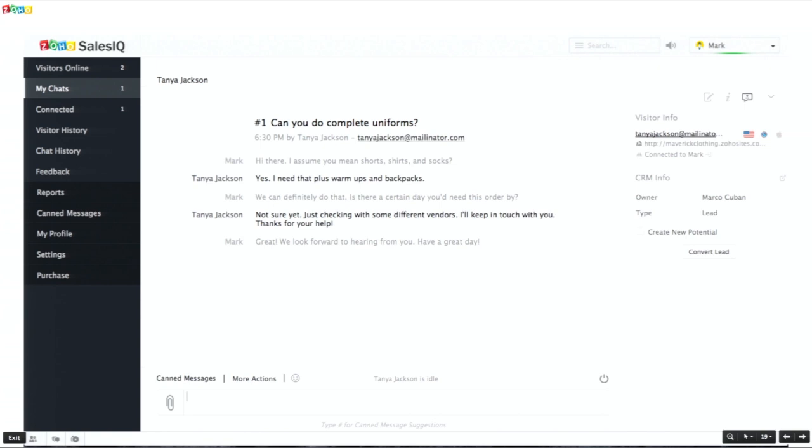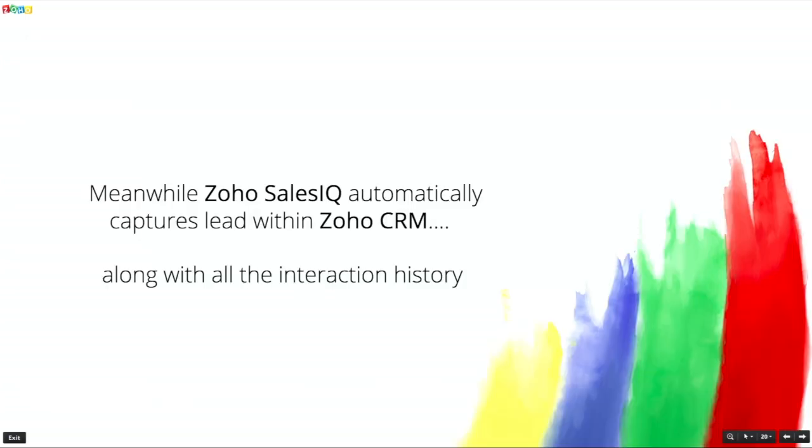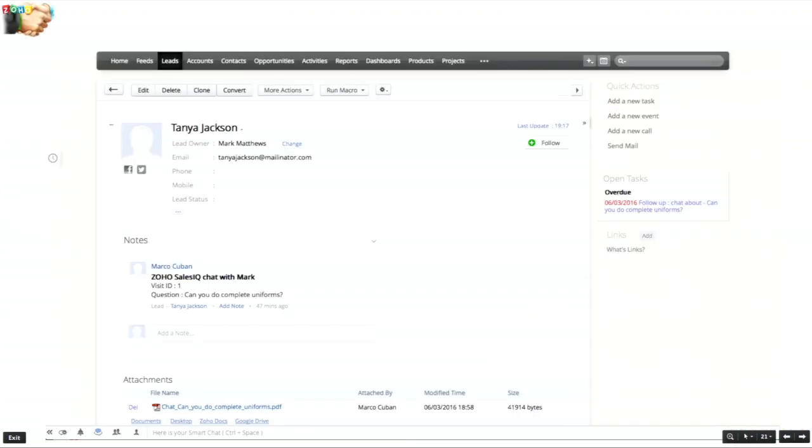So you go to Sales IQ, a conversation has started. It's a chat. And here's the cool integration part. Now, Sales IQ automatically decides to capture this and put this into CRM. So that's the next screen. So this is CRM, top left-hand corner. That's our CRM symbol.